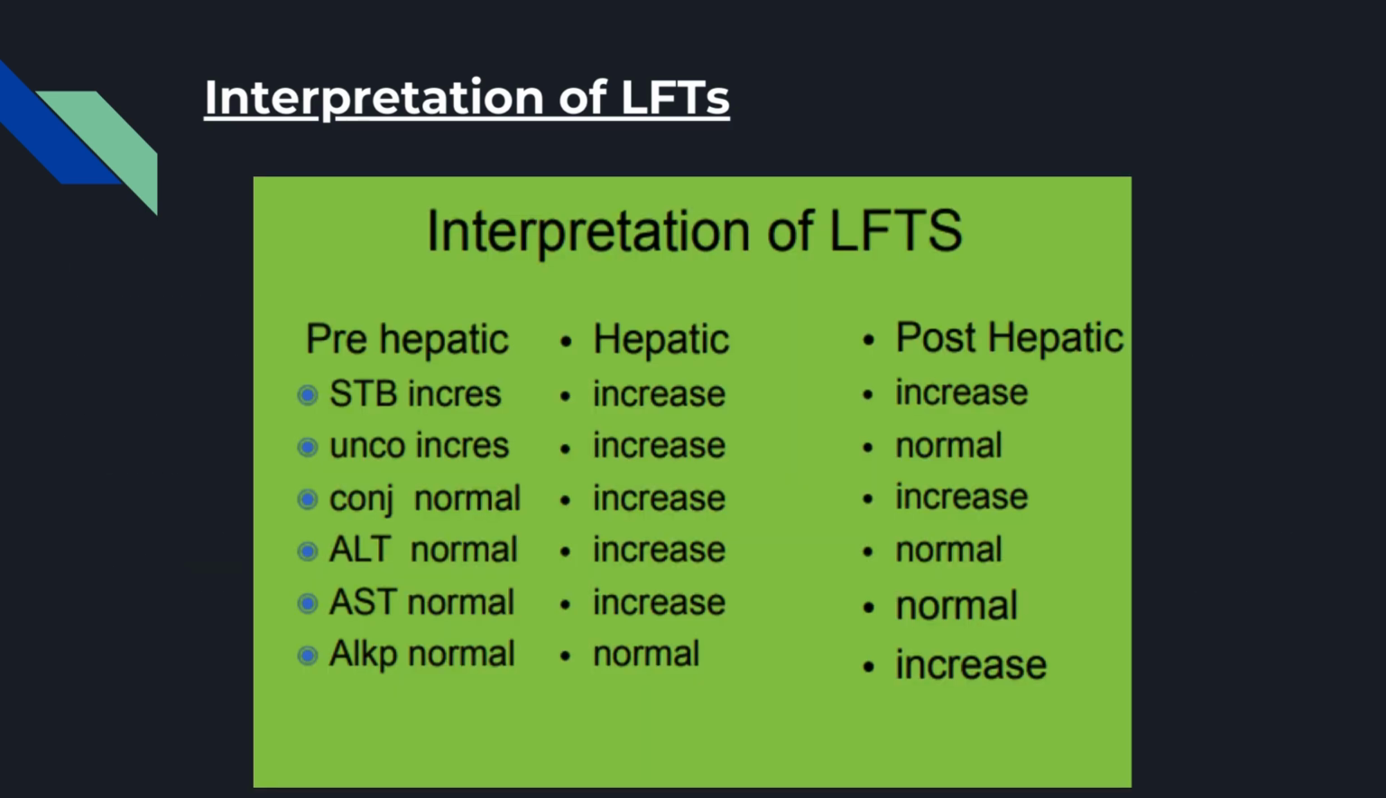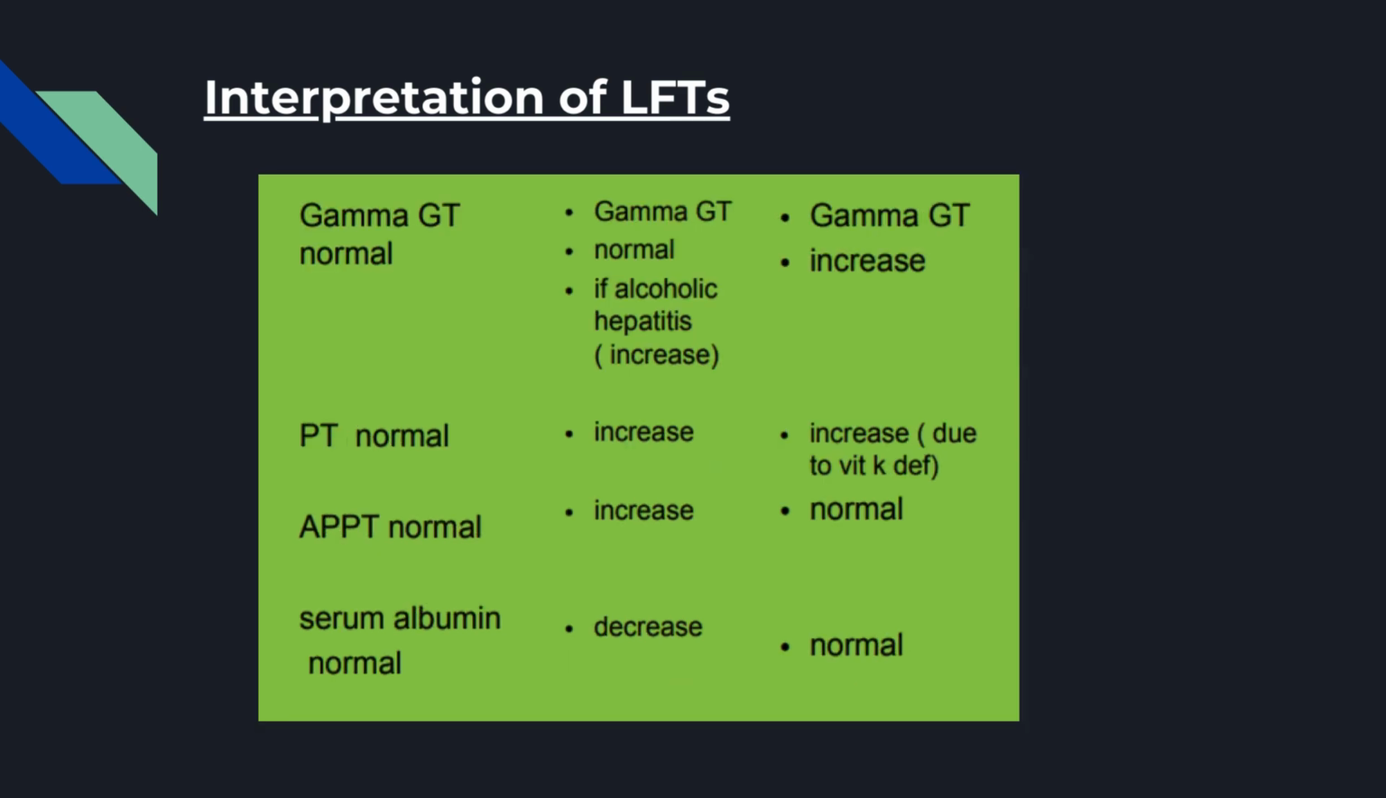Now to summarize interpretation of LFT: serum total bilirubin will rise in all three types. Unconjugated bilirubin will rise in prehepatic and hepatic. Conjugated bilirubin will rise in hepatic and post-hepatic. ALT and AST will increase only in hepatic cause. ALP and GGT will increase in post-hepatic cause. GGT will also rise in hepatic causes such as alcoholic hepatitis. PT and PTT will increase and albumin will decrease in hepatic cause. This is due to decrease in synthetic function of liver.